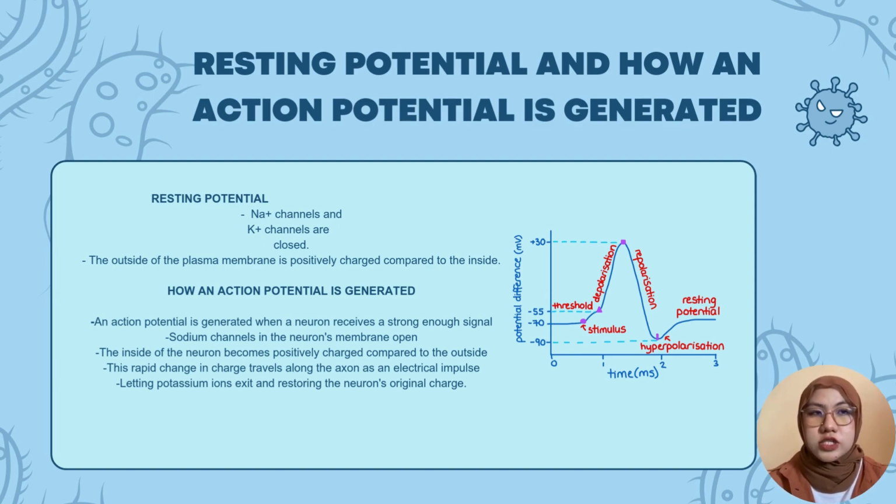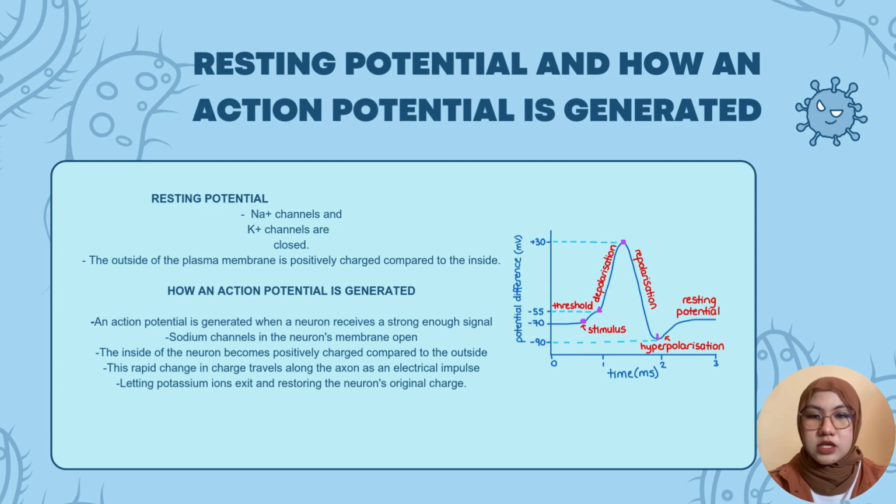The resting potential is the electrical potential across the cell membrane of a neuron at rest. Typically, the inside of the neuron is negatively charged relative to the outside, around -70 millivolts. This state is maintained by ion channels and the sodium-potassium pump, which actively transport Na+ out of the cell and K+ into the cell.